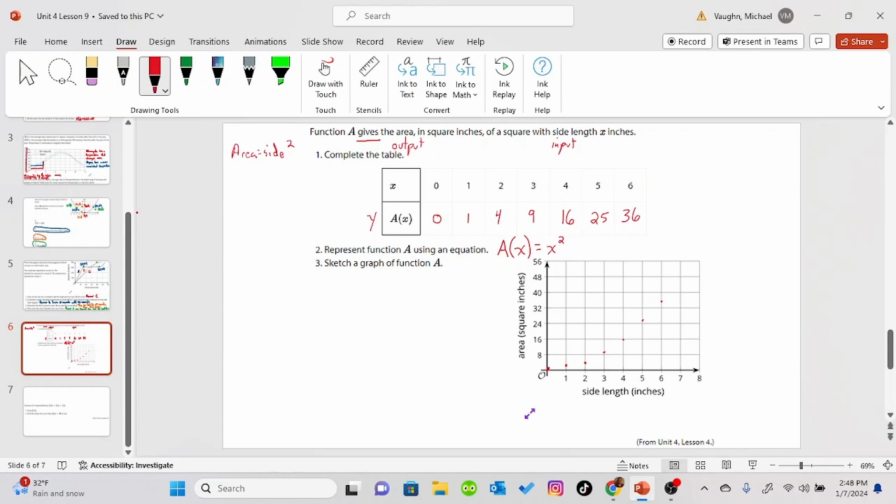And we could join these because you can have partial inches for side length, and you can have partial square inches for area. So this would be represented by a solid line. And this would be an example of an exponential function, which we will cover in the next unit, Unit 5.